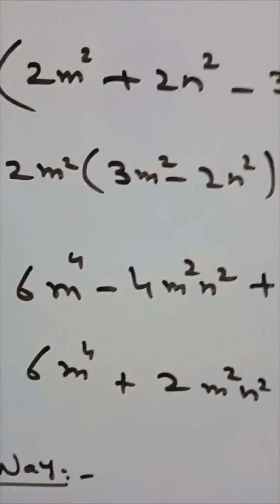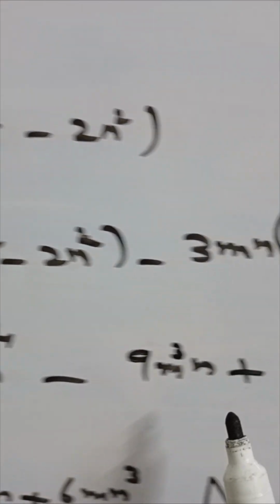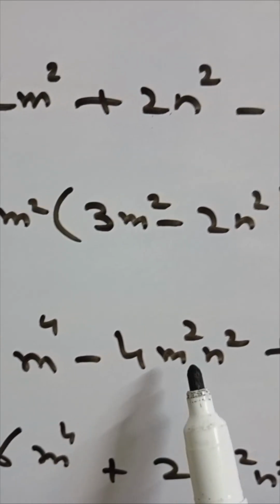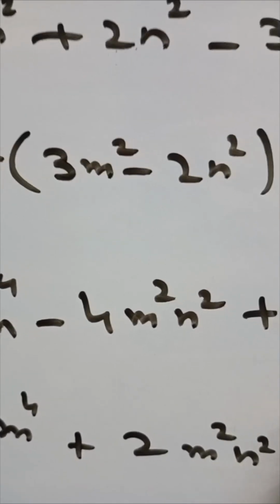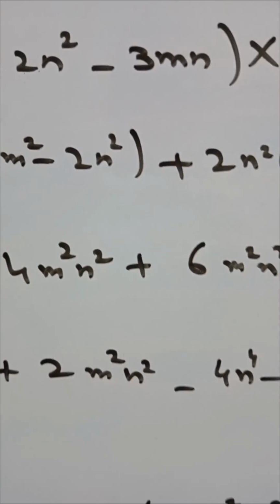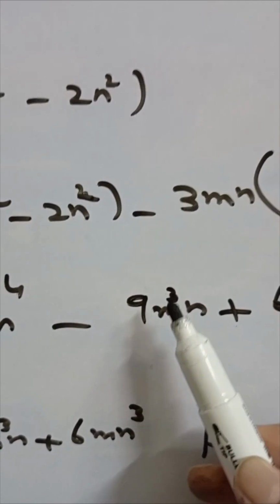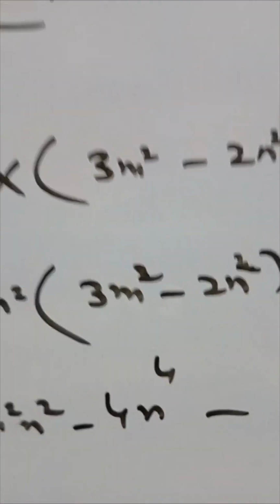You got it? Now we have to solve it, as we have to add and subtract like terms. 6m⁴: do we have another 6m⁴? No, so this remains the same. Next, minus 4m²n², and here we have 6m²n². Plus 6 minus 4 is 2, sign of the bigger value, so 2m²n². Now what is left? Minus 4n⁴, minus 9m³n, plus 6mn³. As you know, this is the answer.